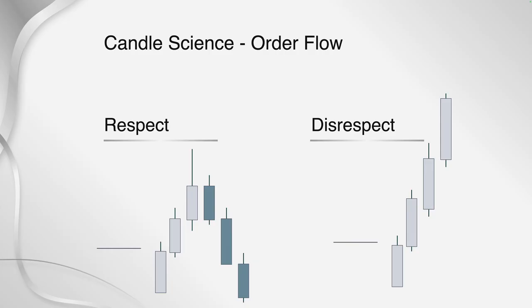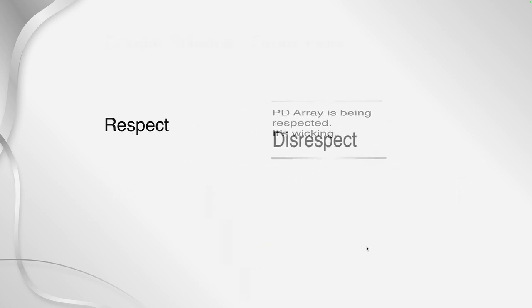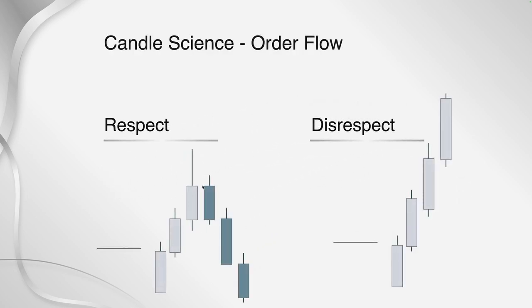So again, to show you the comparison, that is what it would look like if we just look at one candle, and same for the disrespect. And this right here is what it would look like if we look at it from order flow on the lower time frame, from a fair value gap perspective. But candle signs is already looking at it from a fair value gap perspective.